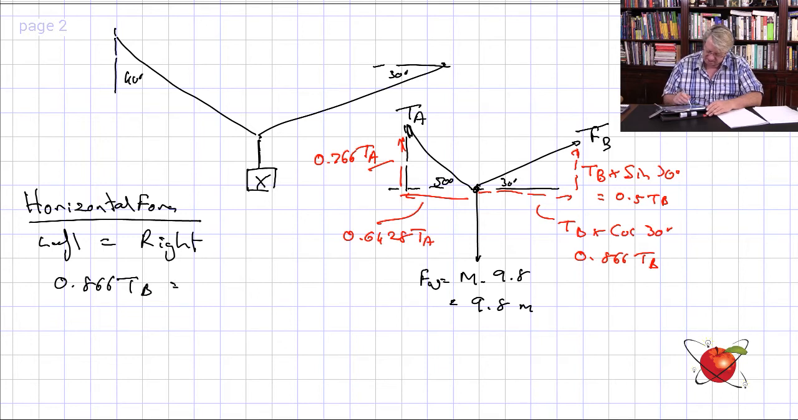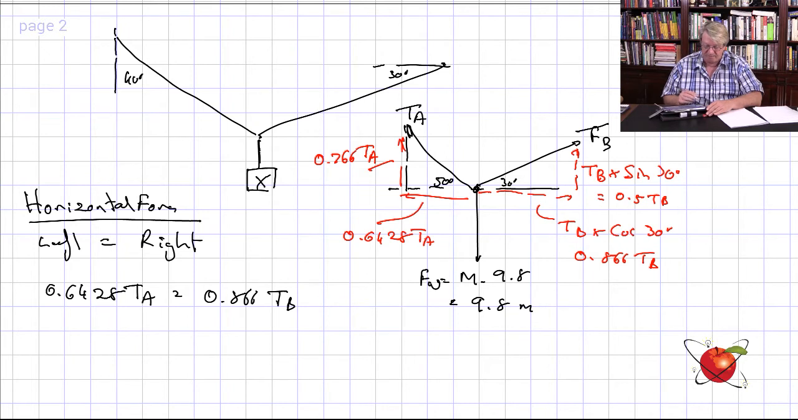Okay, do you know what? I've done it. Let me just do it the opposite way. 0.6428 TA must be equal to 0.866 TB. Okay? Therefore, TA must be equal to 0.866 divided by 0.6428, because that goes over. Okay. So what have we got here? We've got TA is equal to 1.347 times TB.